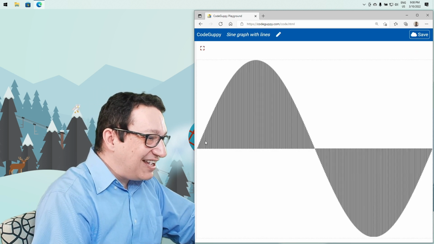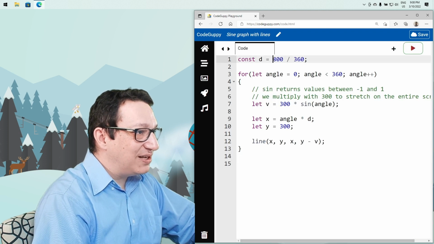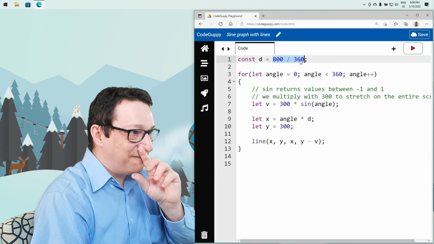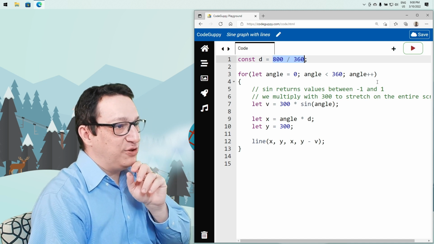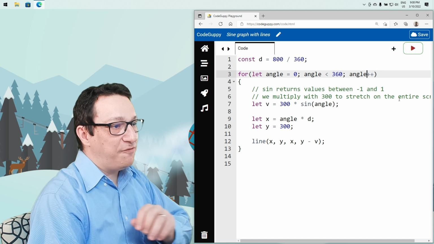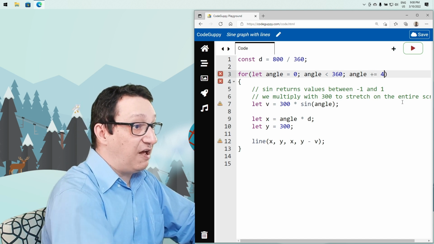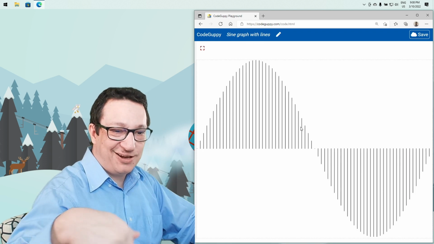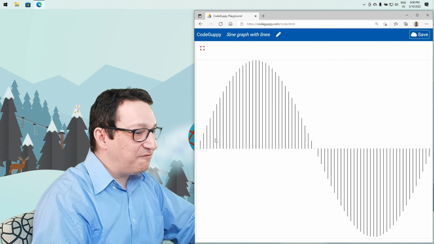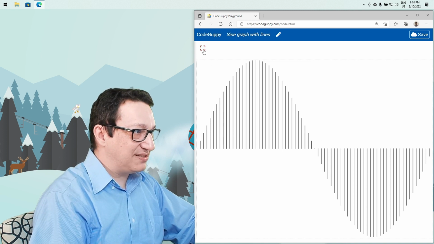And these lines are so squished together because here we divide 800 by 360, so they're very closely packed. If we don't step the angle so often, if we do angle plus equal 5, we represent fewer angles on the screen, so the lines look a little bit more spaced out.